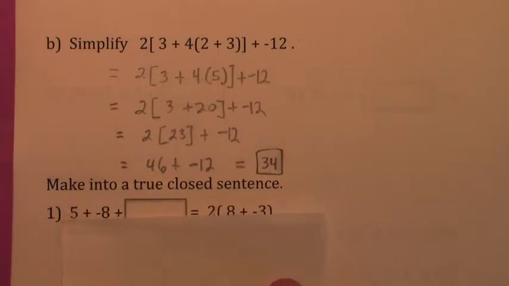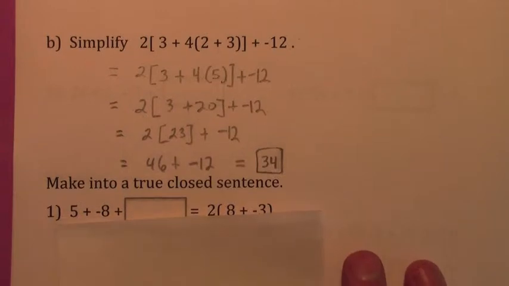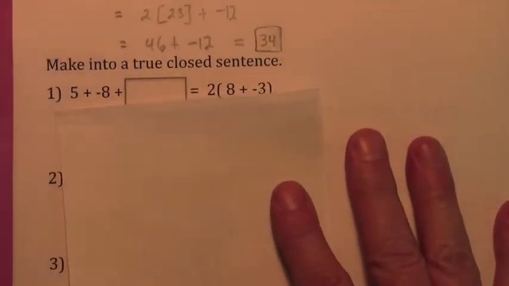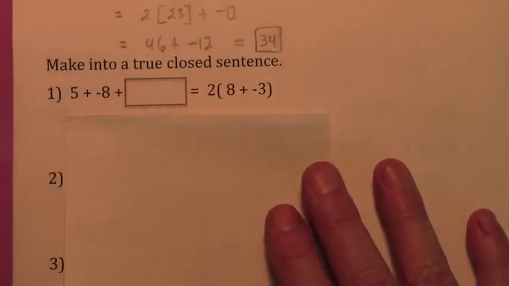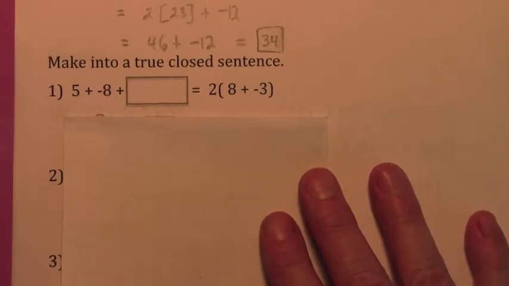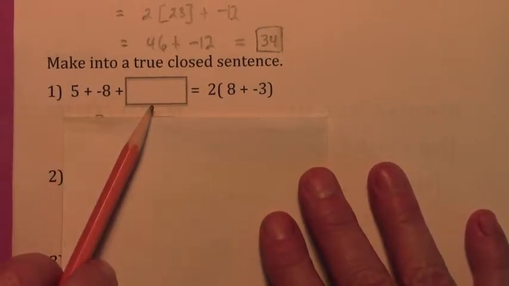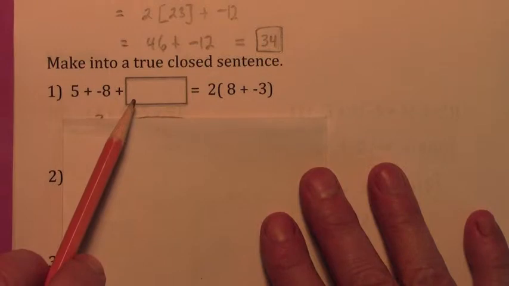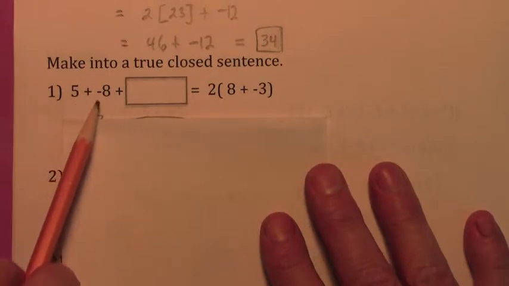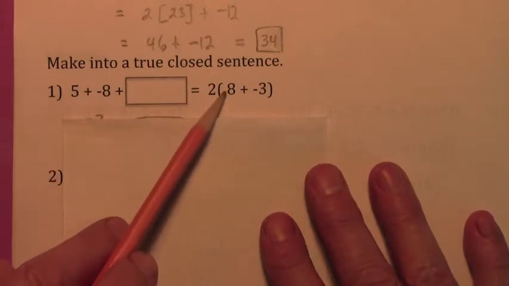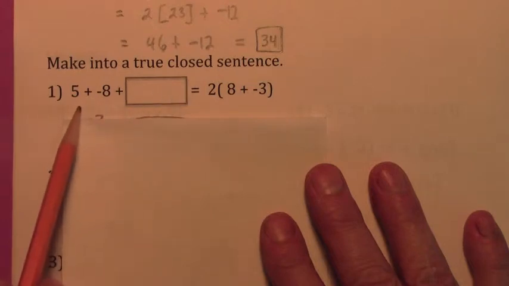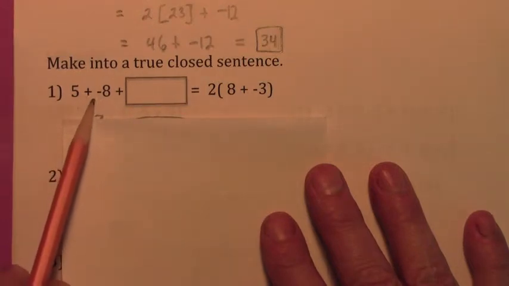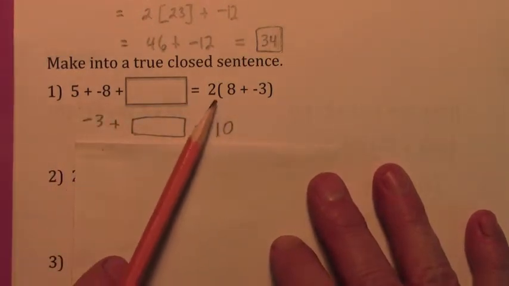All right, let's first work on making the open sentences into true closed sentences. I'll do a few, then I'll give you some to try, okay? So you're trying to figure out what goes in the box to make this true, but what I would suggest you do is simplify as much as you can. On the left side, we're going to combine those. On the right side, we're going to simplify this too. So what is 5 plus negative 8? Isn't that negative 3?